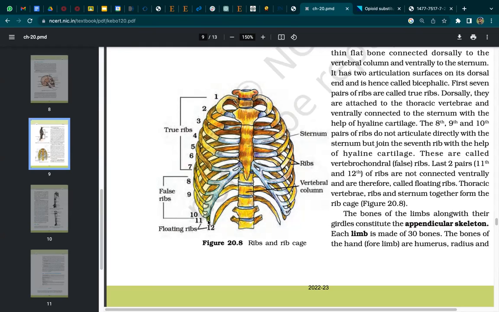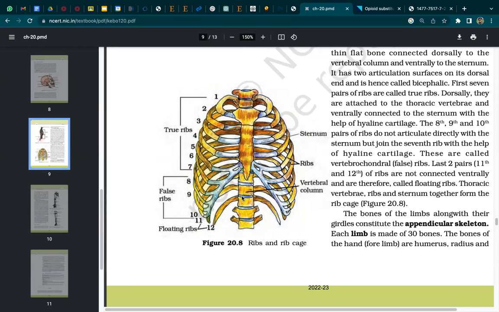And the last 2, the 11th and 12th, are not at all attached to the sternum, so they are called floating ribs. Our last 2 ribs are most prone to fracture because they are floating, and you can feel it. Even if you want to feel your own ribs, just keep going down and you will see that, in the center where your sternum ends, your ribs still go around towards the dorsal side, and you will feel that the last 2 ribs are actually floating. They are not attached to the sternum in front. Clear?